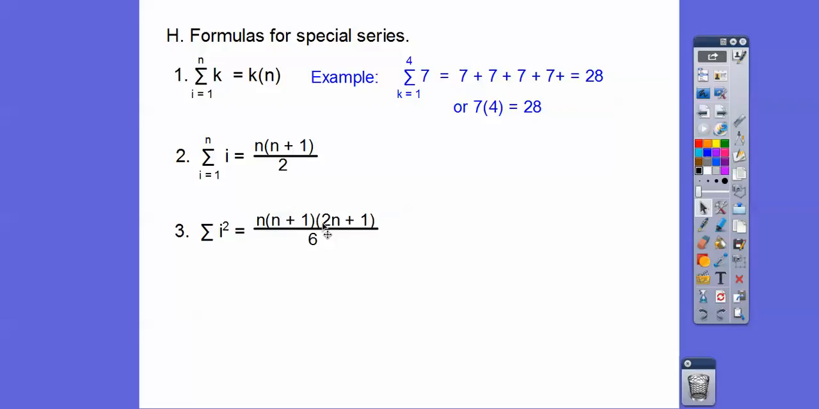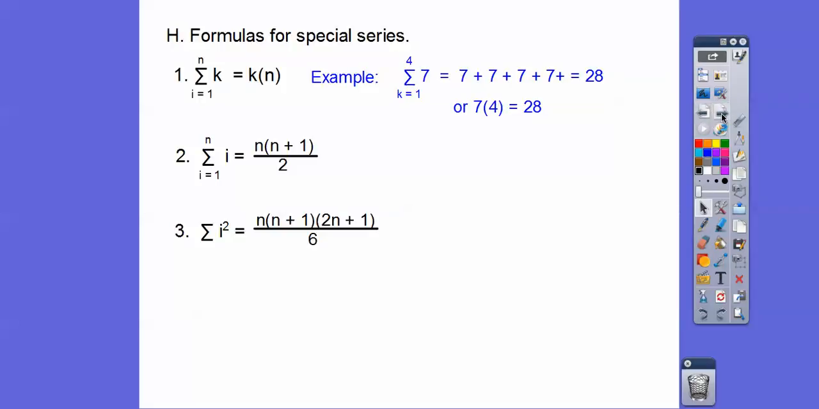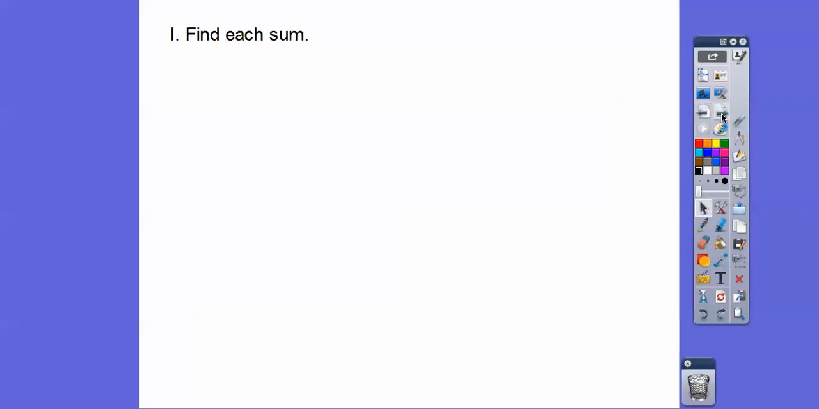n times n plus 1 times 2n plus 1 all over 6. And then one more, if it's cubed, you guys. Whoops, I guess not. I guess we're not doing the cubed one. Okay, that's later. All right, so find the sum, you guys.